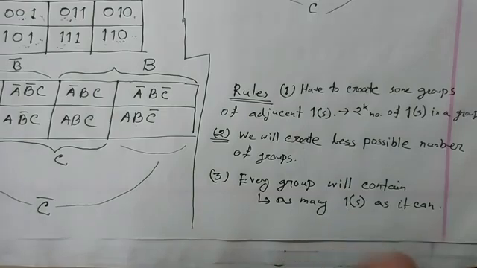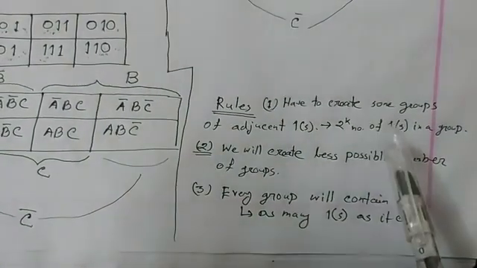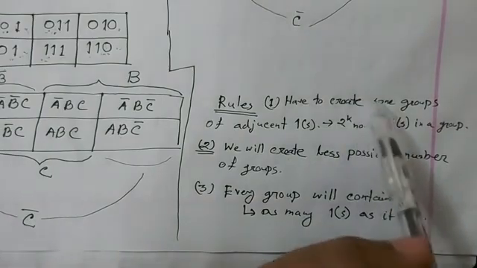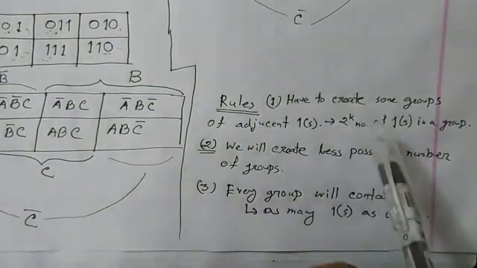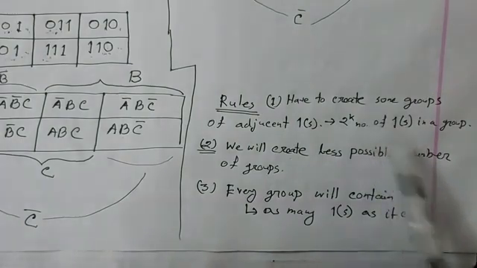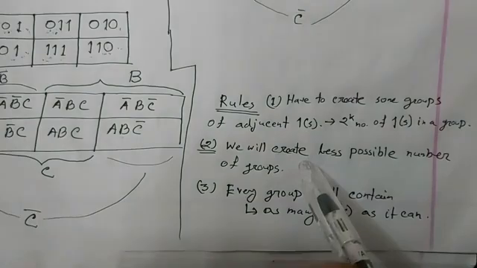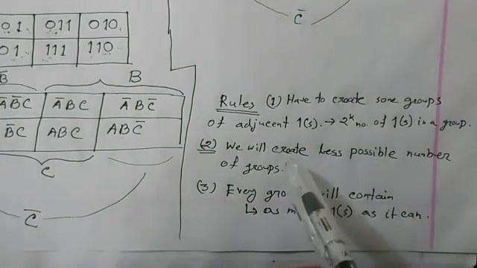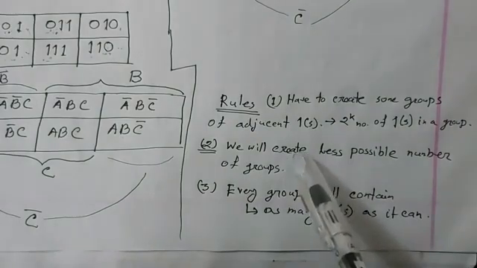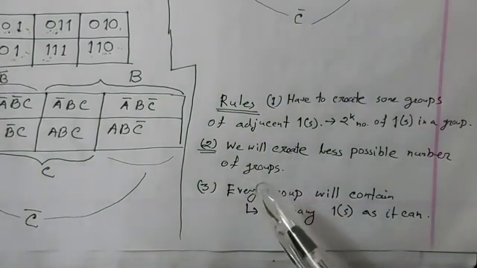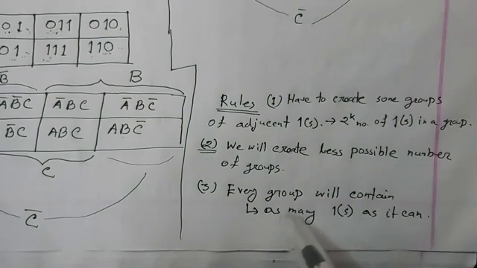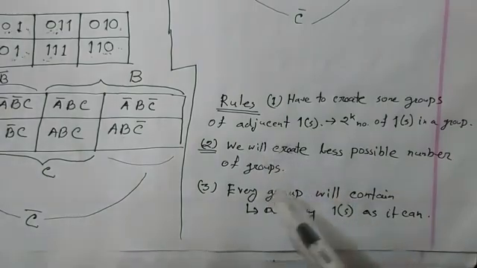That's our goal. So first of all we have to make some groups, and every group will contain 2 to the power k number of ones. The group will be formed by adjacent ones, and we have to cover all the ones. Then we'll try to cover all the ones by creating a smaller number of groups. And rule number 3 is every group should be as big as we can make it, or every group will contain as many ones as it can. So these are the 3 rules.